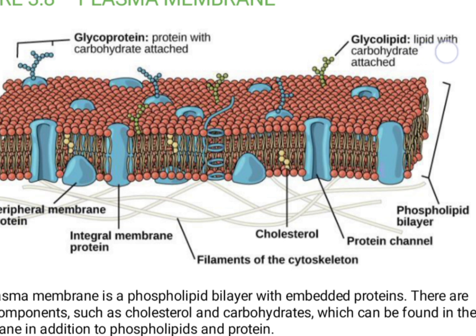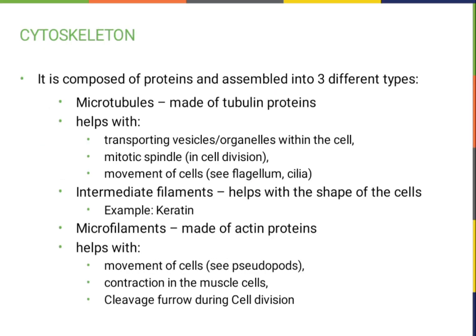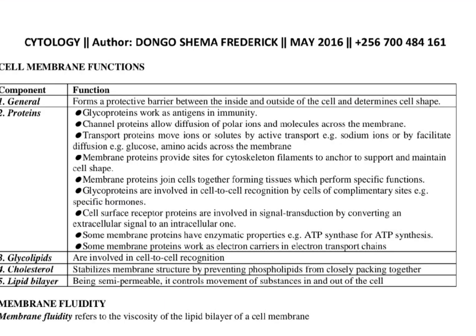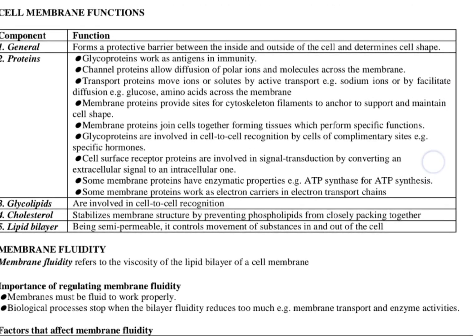You can see the filaments of the cytoskeleton. So the cytoskeleton of the cell is usually composed. Before we go ahead and look at the cytoskeleton, allow me to first take you through the different components of the cell membrane and their functions. When you look at the components of the cell membrane, you realize that we have very many of them.